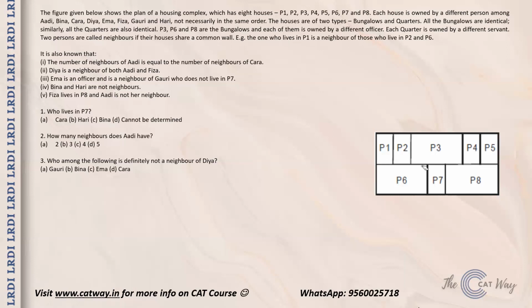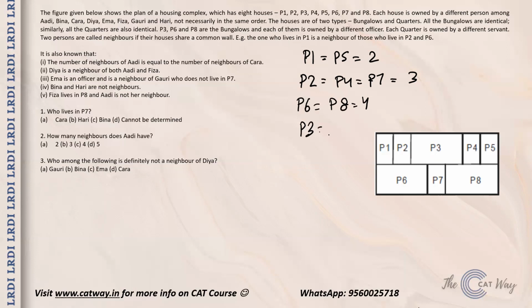So now this thing about neighbors has been given, and if you read the statement, the first one is that the number of neighbors of Adi is equal to the number of neighbors of Kara, right? The best thing that we can do is first try and identify the number of neighbors that different houses have. What we find is that P1 is equal to P5, and that is equal to 2 neighbors. P2 is equal to P4 is equal to P7, and this is in total 3 neighbors. Then we have P6 and P8, who have 4 neighbors each, and then we have P3, who has 5 neighbors.